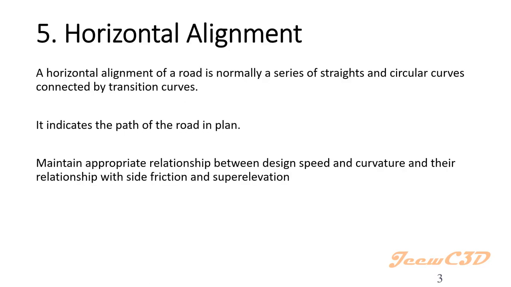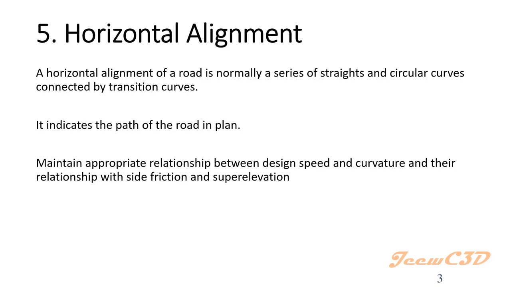So what is horizontal alignment? Horizontal alignment means the plan view of the road. If you go to the sky and look at the roads below, you can see only straights and curves on the road. You cannot see any elevation of these roads. You will only see the straight sections and curved sections. So horizontal alignment means the plan view of a road. It consists of straights and curves.